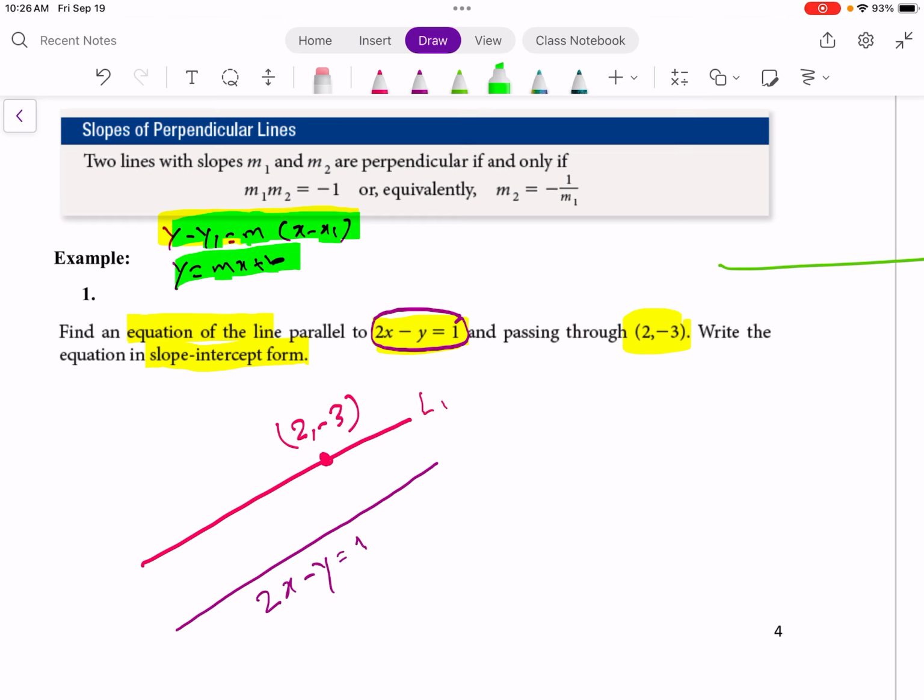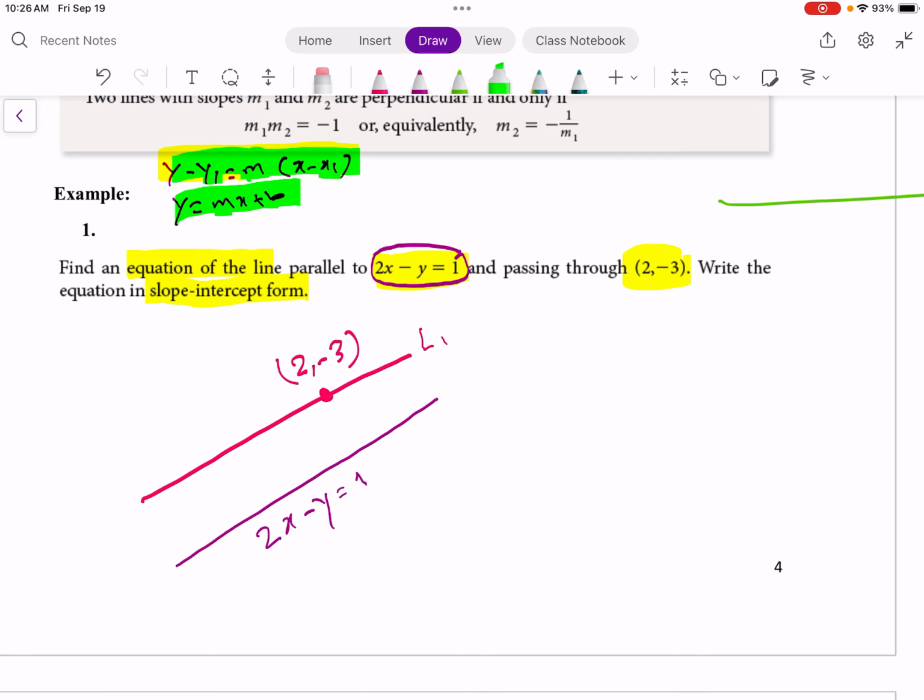Now our target is finding the equation of line L1. So what do we know about L1? We know at least one point on line L1, right? Let's call that point (x1, y1). And the next thing we need is the slope of line L1. So we need to know the slope of this straight line. If we know the slope of this line and we already have a point, we can use our first form, the point-slope form. So how do we find the slope of this line L1?